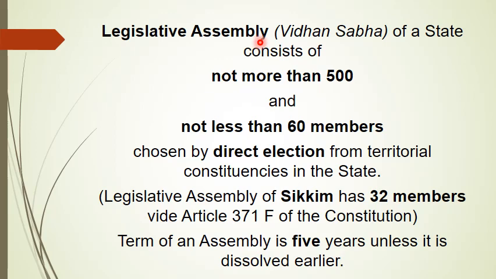Each state has a legislative assembly, or Vidhan Sabha as it is called, consisting of not more than 500 and not less than 60 members, chosen by direct election from territorial constituencies in the state. The Legislative Assembly of Sikkim has 32 members, vide Article 371F of the Constitution, which is an exception to the norm. The term of an assembly is 5 years unless it is dissolved earlier.